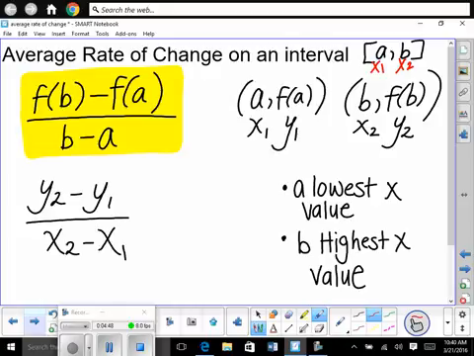F of b, that means our function at b, minus f of a, our function at a, all over b minus a. So a is our lowest x value, and b is our highest x value. Okay, questions?